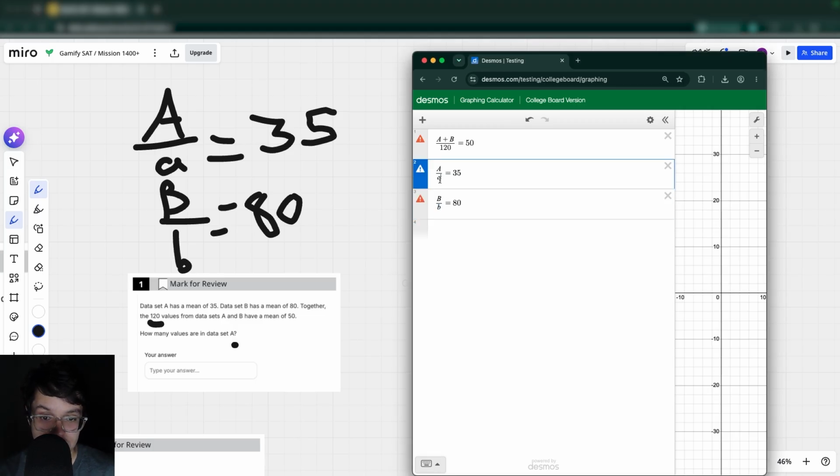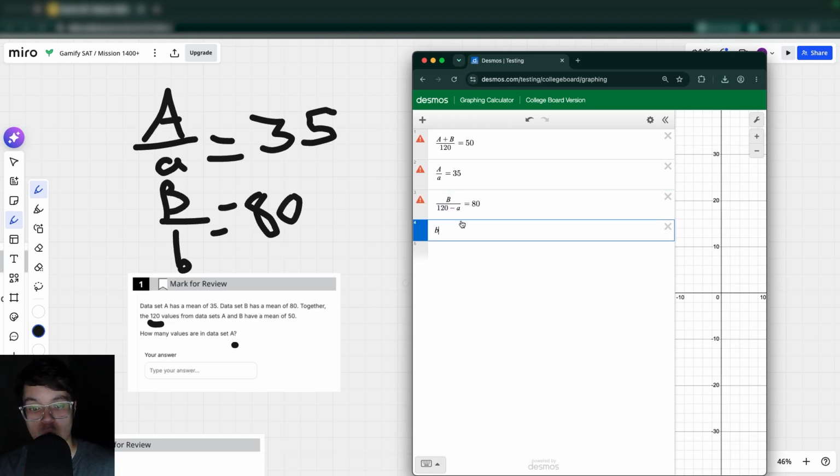One very easy thing we could do is just, instead of saying B, we can say 120 minus A. Now, just try to understand what's going on here. A plus B together must equal 120. So if we do 120 minus A, that by default would be equal to B. That's the amount that's in dataset B, because we're just taking 120 and removing the amount of A in the 120, and whatever's left is B. Okay, so now we have only 3 different variables and 3 different equations.